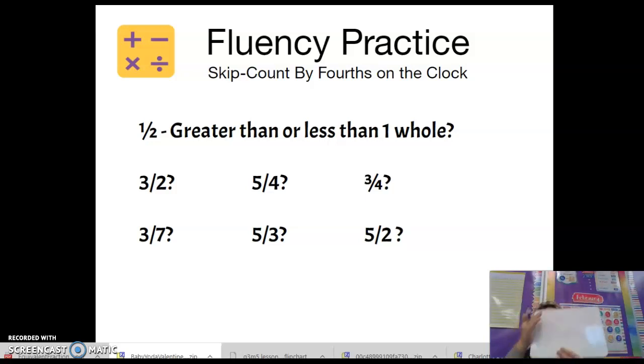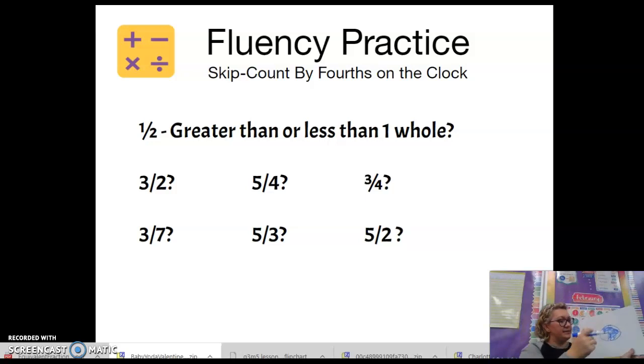Okay, 3/4. I shouldn't have erased that. Okay, here we go. 3/4. Circle. And we're going to color in 3 of our pieces. Is that less than 1 whole? Yes, because if it was all of them, it would all be filled up.